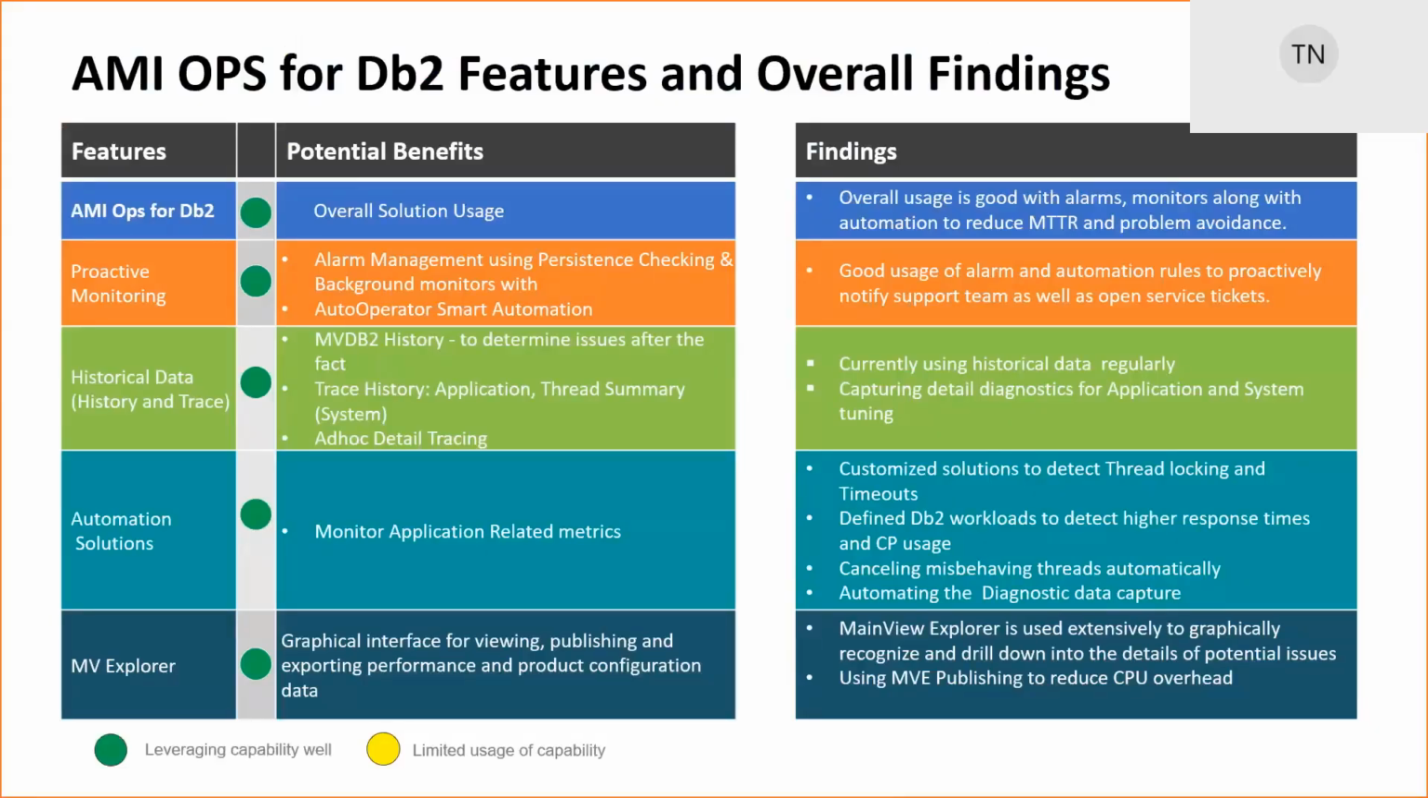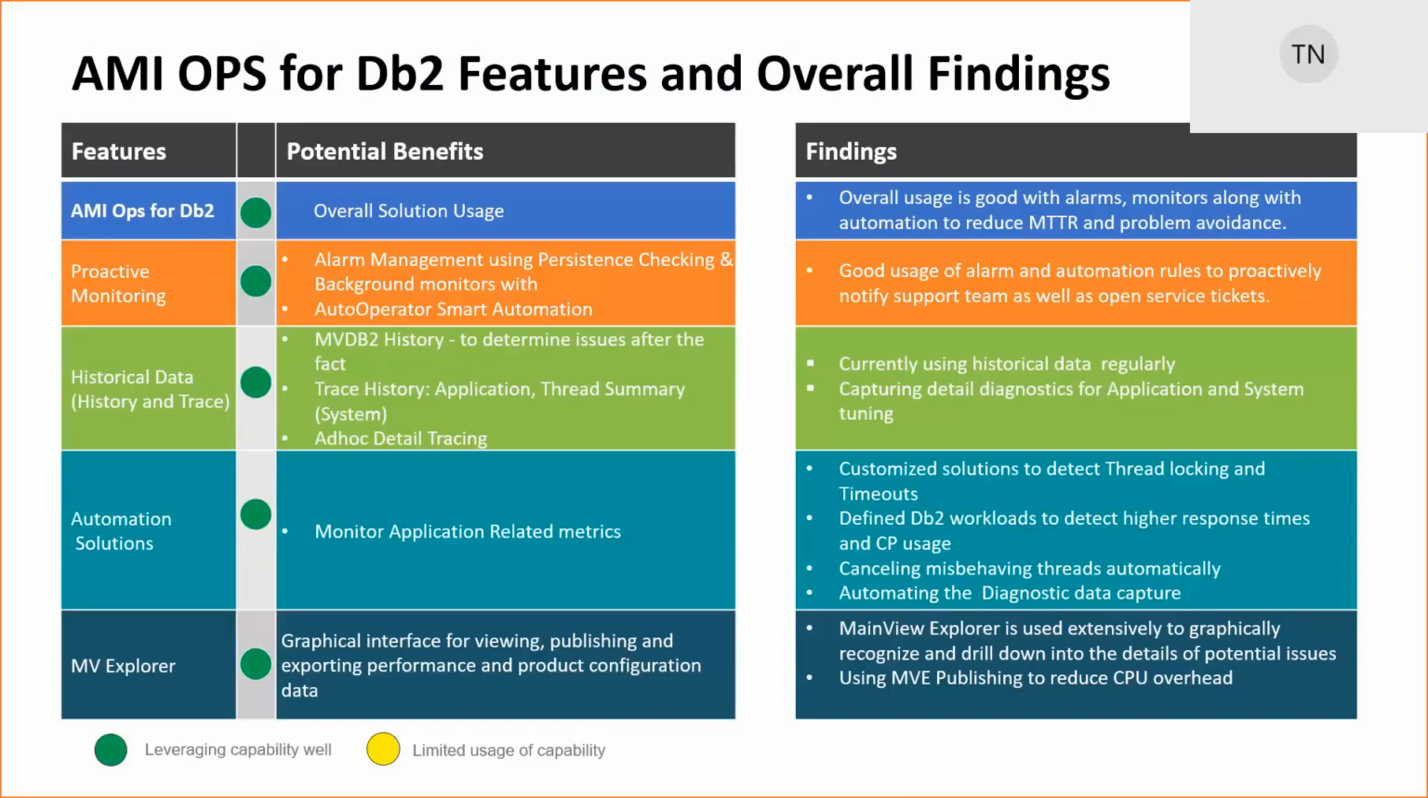So this is typically the first main slide we use in the health check, and it works as sort of an executive summary. It lays out the features on the left and the potential benefits of those features. That's in the middle. And on the right are findings. So this is still at a high level. The next couple slides will go deeper.